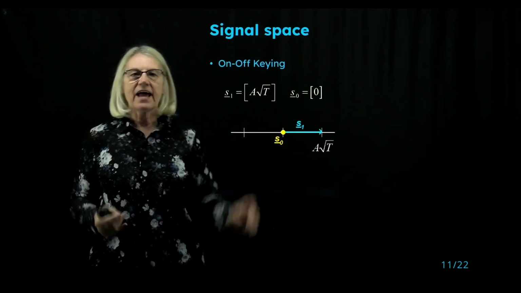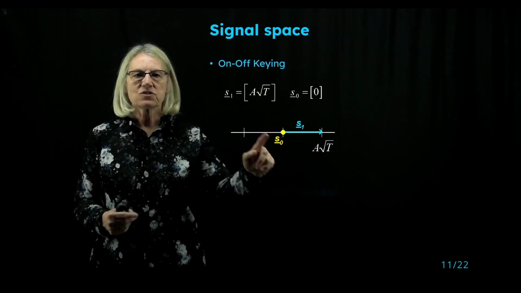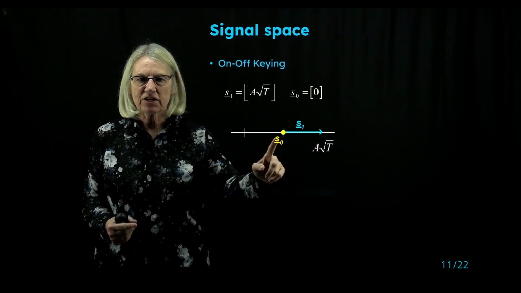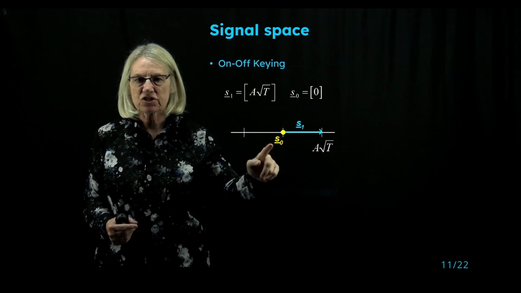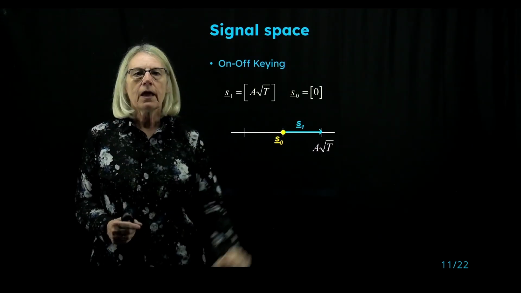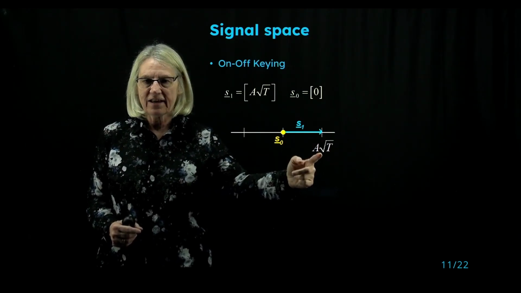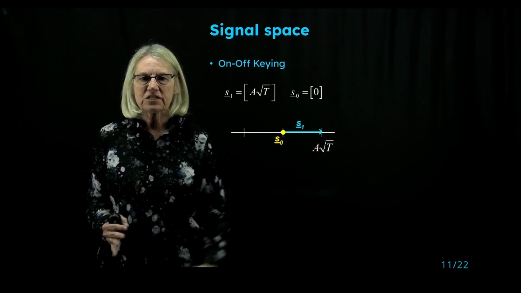So, as I said, I have these coefficients. I can plot them in signal space. As I mentioned, this vector is just the origin, so the length is 0, the energy is 0. And S1 is this vector. It has a length of A square root of t.